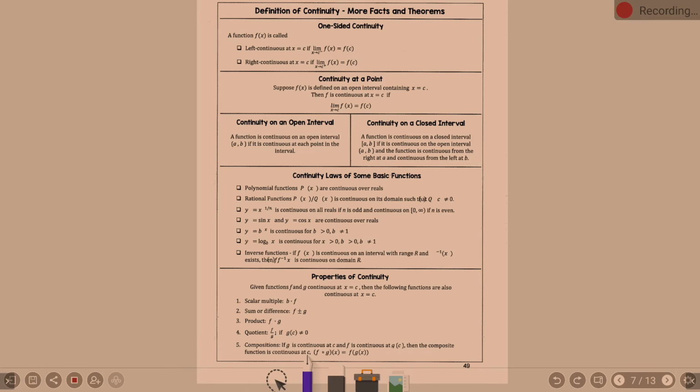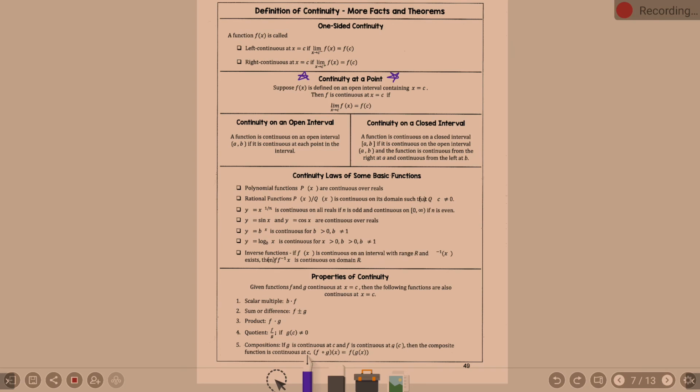Continuity. Again, this is really our big goal of this lesson, to talk about continuity at a point. This is putting it in words. Suppose f of x is defined on an open interval containing x equals c. Then f is continuous at x equals c if the limit as x approaches c of f of x equals f of c.